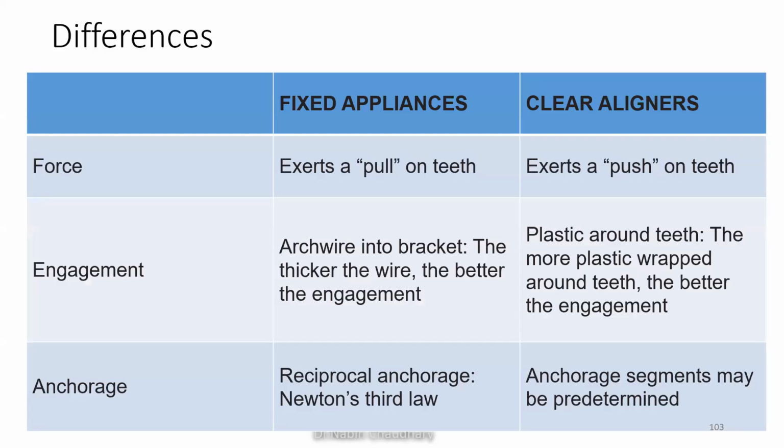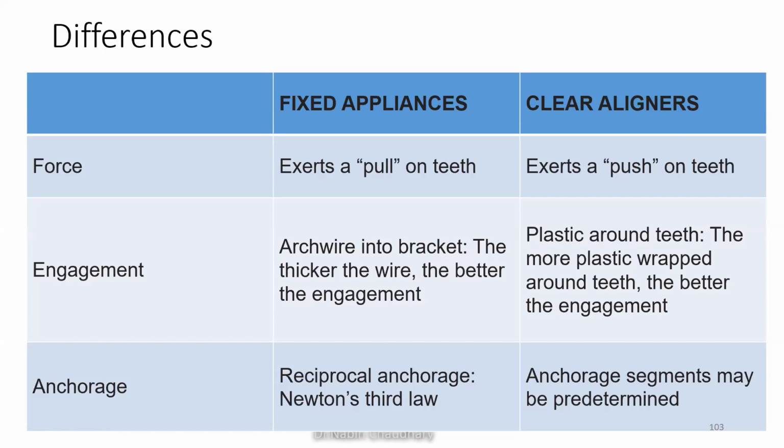So to summarize today's seminar, we can compare the fixed appliances and the clear aligners. That is the force generally exerted by the fixed appliance. This is a pull type of force. Pull type of force is applied in case of the fixed appliances, whereas the clear aligners generally apply the push type of force. And for the engagement in the fixed appliances, the archwire is placed into the bracket, and thus the thicker the wire, the better the engagement will be in case of the fixed appliances.